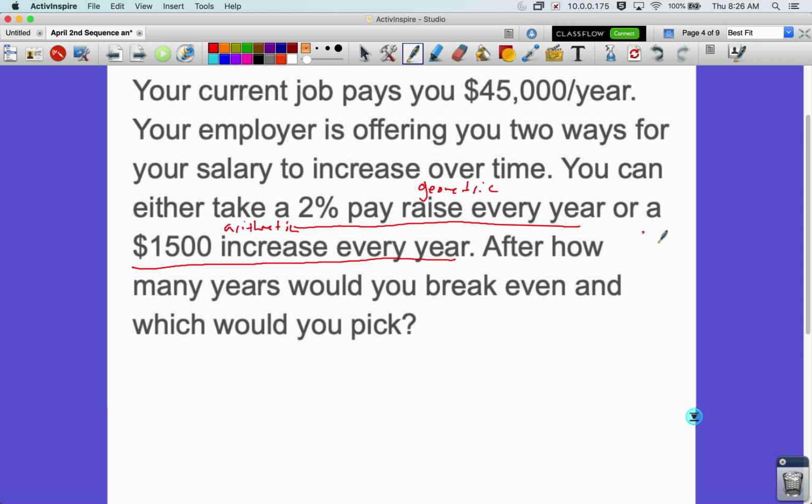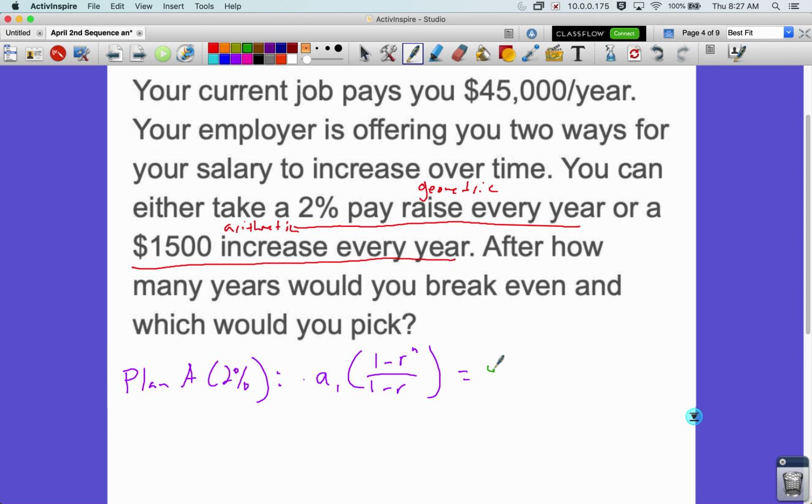All right, so we'll call the 2% pay raise every year plan A. It's the 2% raise. The total amount of money we're going to make is going to be determined by our geometric series formula, which is the amount of money we make the first year times 1 minus our rate raised to the power of n, n being the number of years, over 1 minus r. Let's fill in the numbers that the problem gives us here.